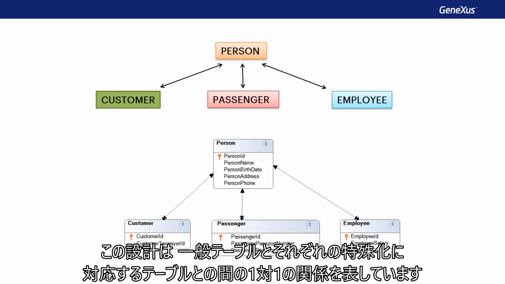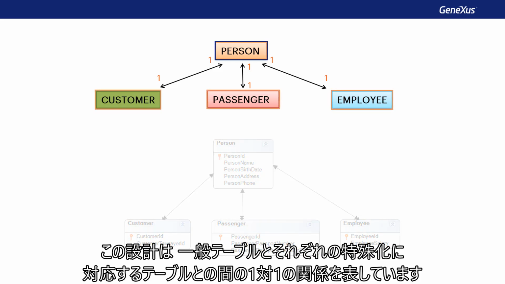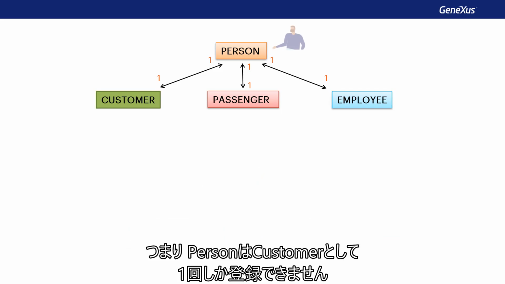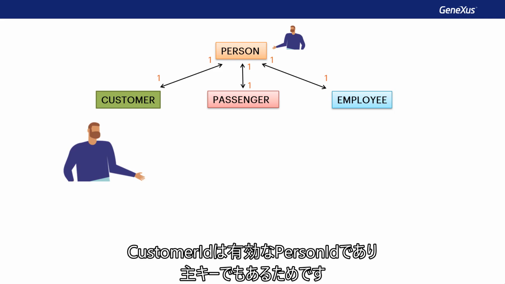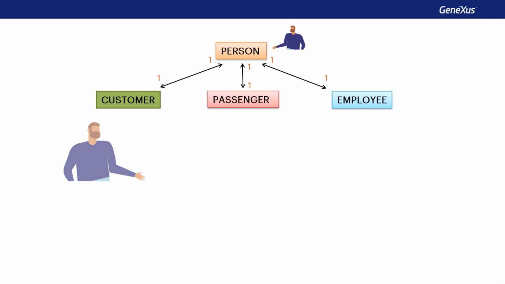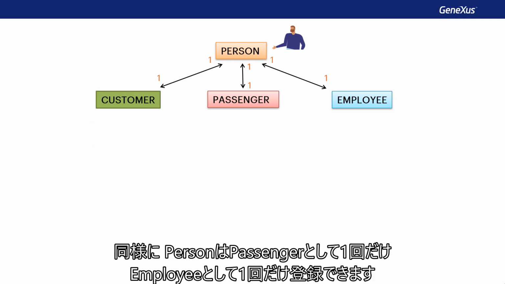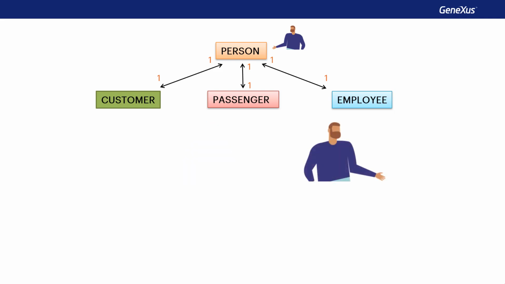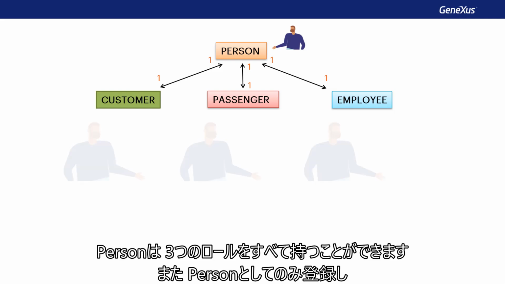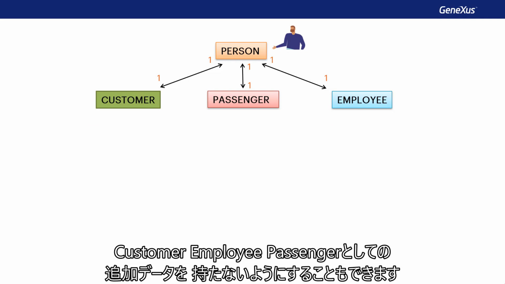This design represents one-to-one relationships between the general table and the one corresponding to each specialization. That is to say, a person can only be registered once as a customer because customer ID is a valid person ID and is also a primary key. Likewise, a person can be registered only once as a passenger and only once as an employee. A person can have all three roles or be registered only as a person and have no additional data as a client of the agency, as an employee, or as a passenger.